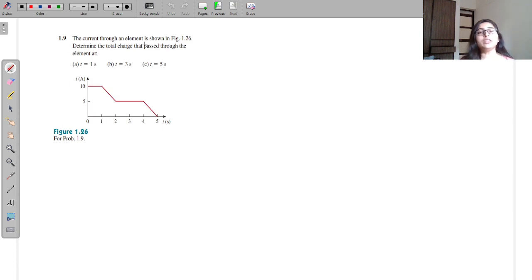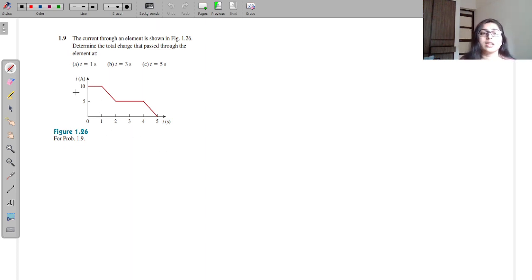Next, current through an element is shown in the figure. Determine the total charge that passed through the element. You have to find at t is equal to 1 second, t is equal to 3 seconds, t is equal to 5 seconds. So now once again, this is the integration.